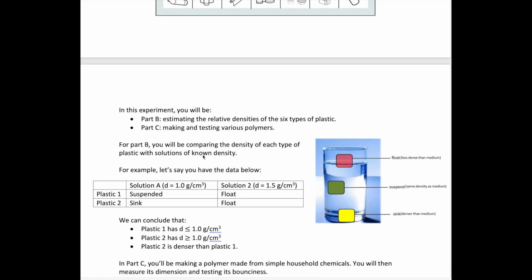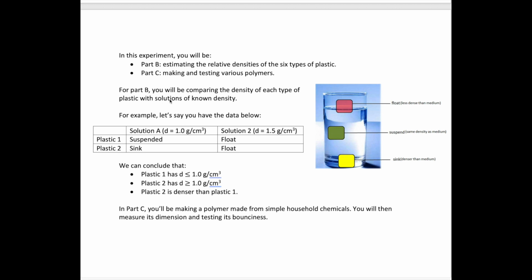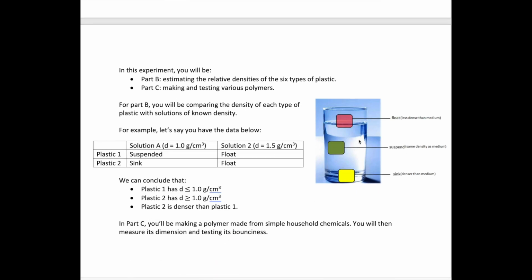Now in the experiment itself, you'll be doing 2 things. One, in part B, you'll be estimating the relative densities of these 6 types of plastic, and then in part C, you're going to be making and testing these polymers. So to explain how to do part B, what you're doing is you're going to take these beads, which are made of different types of plastics as shown here, and put them in a solution. Now the solution is going to have its own density, and the way you tell how the plastic compares to the solution is by noting the position of the plastic.